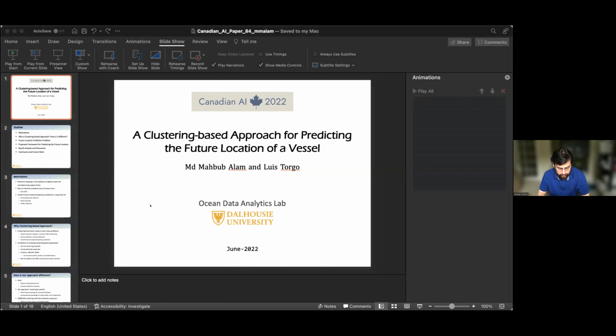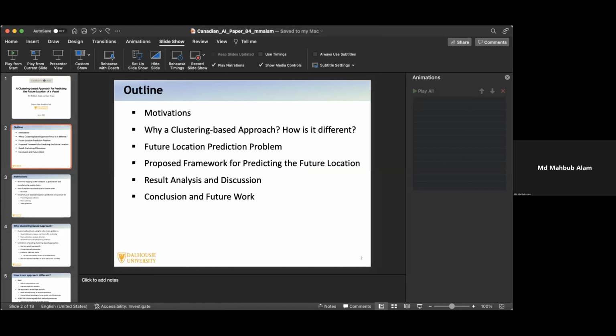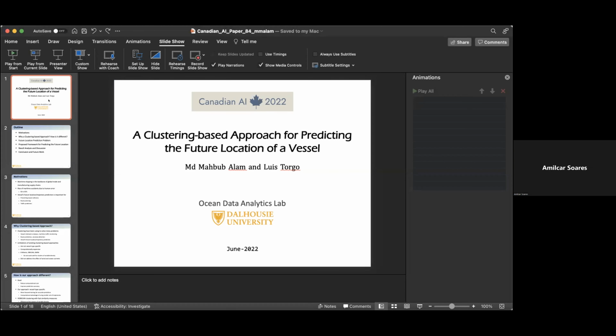Okay, so the second presenter is MD Mahbub from Dalhousie, and he will present the paper, A Clustering-Based Approach for Predicting the Future Location of a Vessel. So Mahbub, go ahead. You have 12 minutes. Okay, is it okay if I put off my camera, because my network is a little bit weak? No problem at all. Thank you.